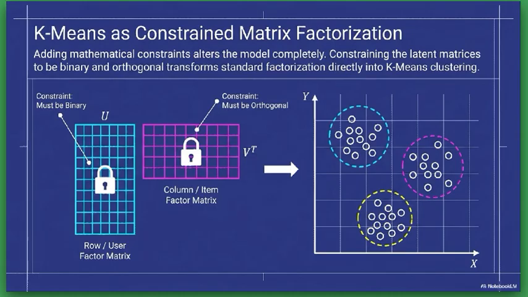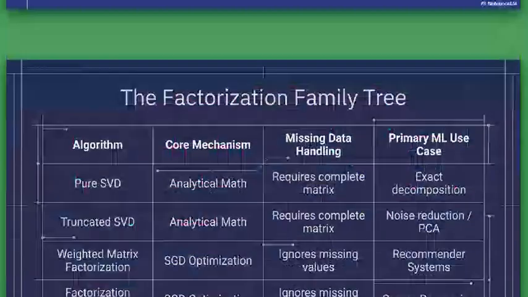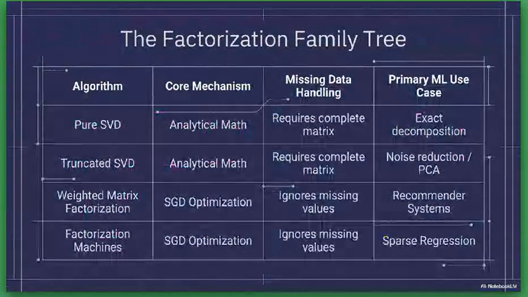Right, it's very fluid. But what if we put mathematical handcuffs on the algorithm? What if we add a strict rule that says the values in these latent matrices must be binary, only zeros and ones, and they must be completely orthogonal? We force it to use a very specific set of blocks. Exactly. When you force the algorithm to only use zeros and ones, and you force the dimensions to be orthogonal, meaning they cannot overlap at all, the continuous, fluid geometric space suddenly collapses. It shatters into discrete, rigid groups.